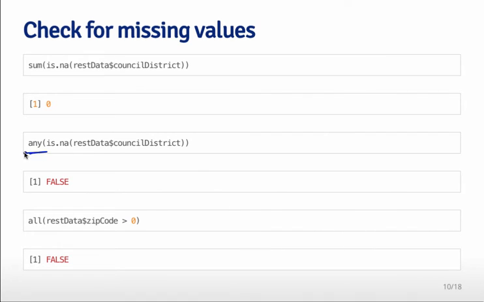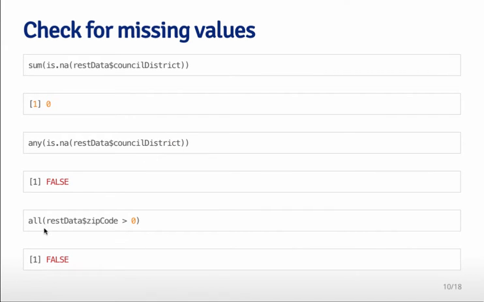You can also use the any command. The any command will just look through this entire set of values. In this case, is.na returns true or false, and what it can do is then check and see if any of these values are equal to true. In that case, there would be a value that's equal to NA. In this case, none of the values are NA, so any returns false because all of the values are false. None of them are NA.